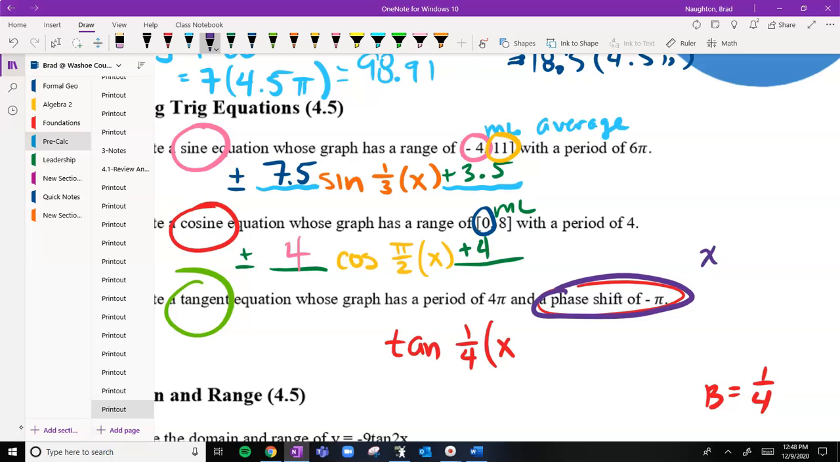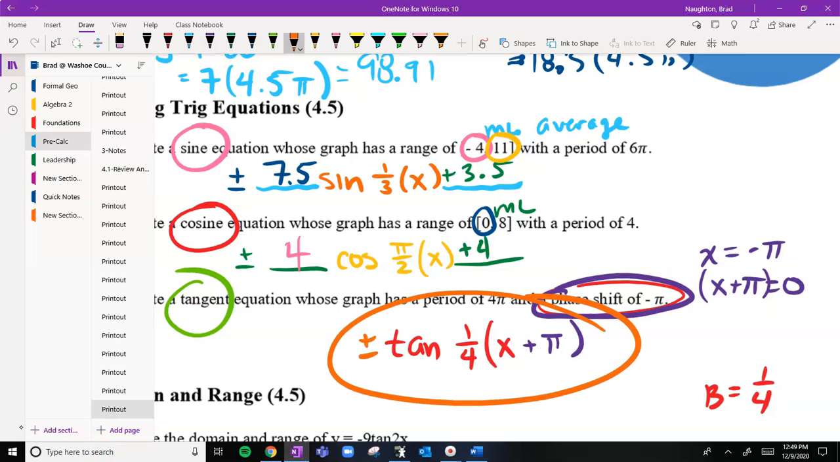So that means that when I solve for it, I had x equals negative pi, okay? And so when I bring that over, I'm going to get x plus pi is equal to 0, and that's how it would look in our parentheses. So I'll say plus pi. And now, ladies and gentlemen, we take a look at this and go, there's no domain and range specification, so plus or minus, and we're done.